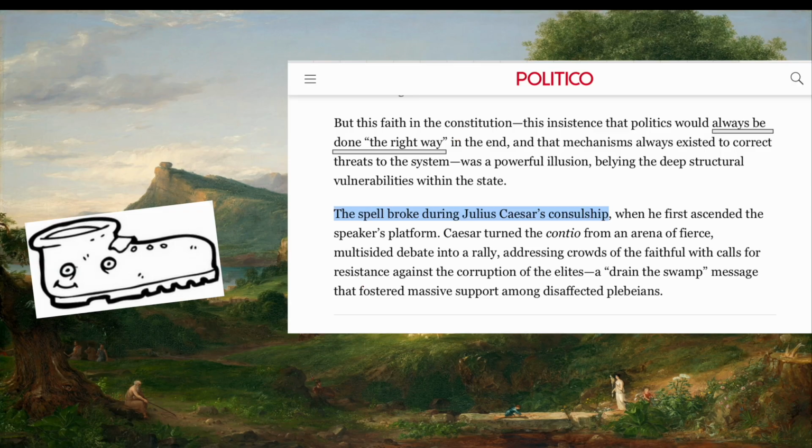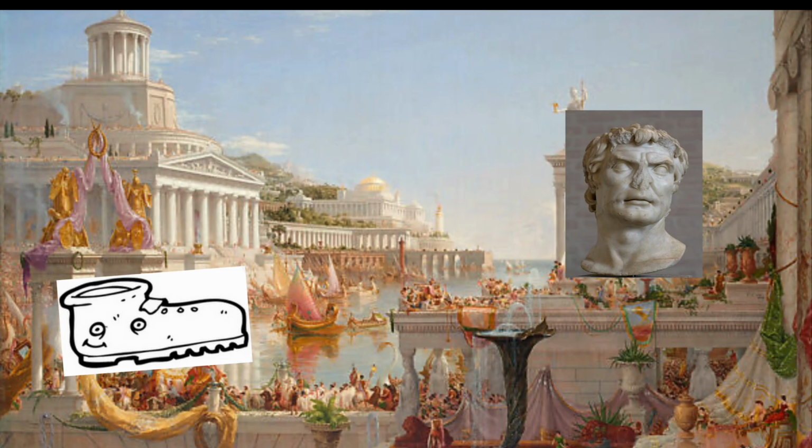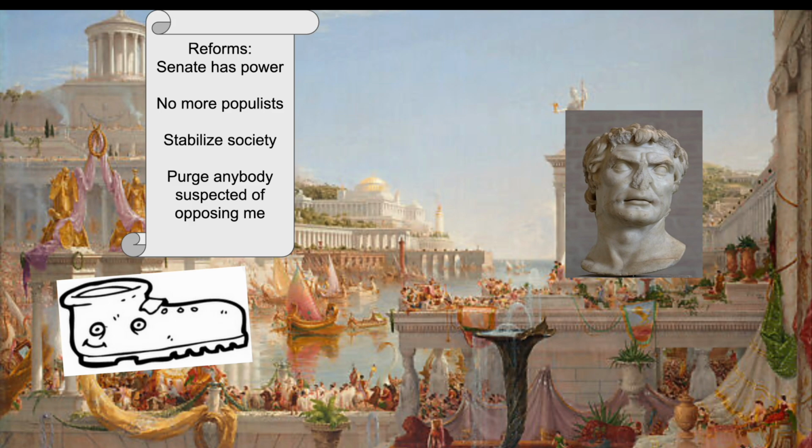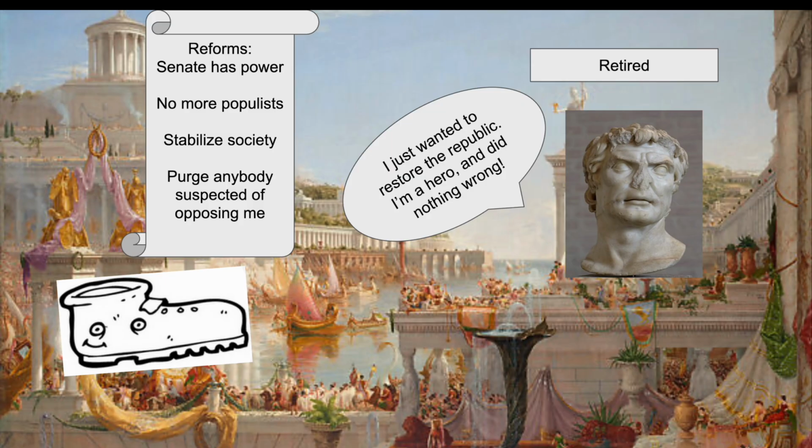But wait, I thought politics was always being done the right way. That the spell broke during Julius Caesar's consulship when he gave populist speeches to drain the swamp. Yeah, alright, bro. Sulla realized that politics could not continue as it had been, and so he introduced some reforms, giving the Senate more power and curbing the influence of the populists. Believing that he had saved Roman democracy, he retired, claiming that he was a hero.